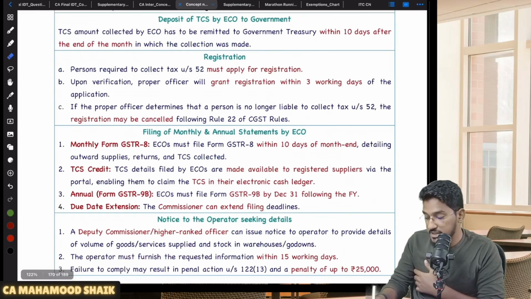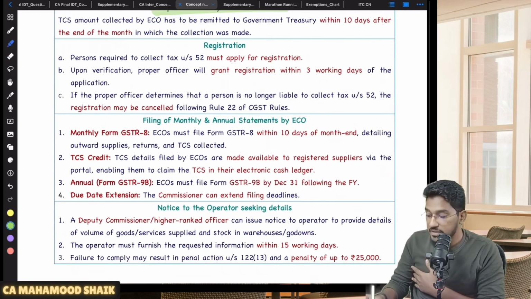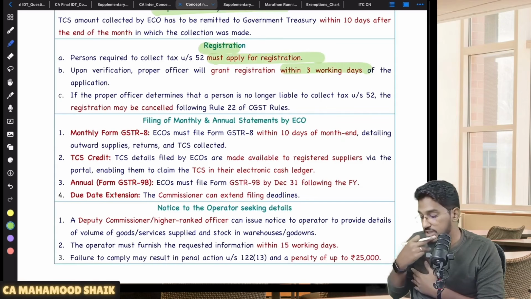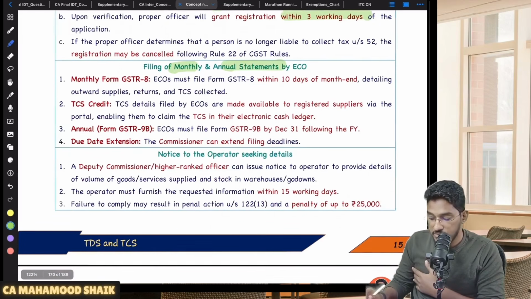Then what? Deposit of TCS amount by the ECO. Whatever TCS amount has been collected by the e-commerce operator, they can't enjoy that money, they have to go and deposit that with the government. And even this TCS operator is also required to undergo compulsory registration, and they will be granted registration within 3 working days.